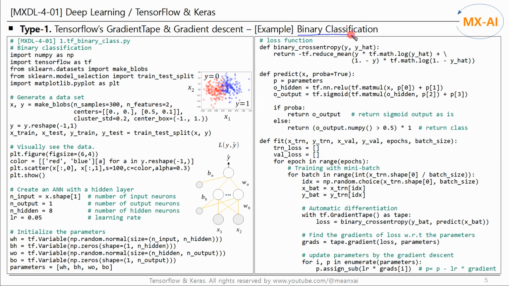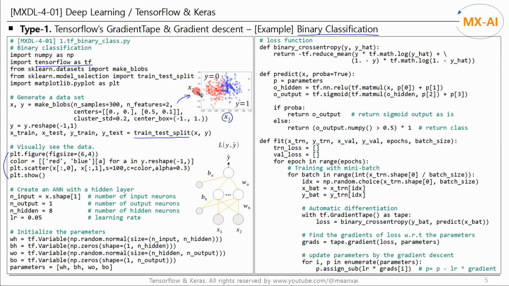Let's implement a binary classification model using the first method. Import TensorFlow as TF. Generate a dataset for binary classification like this. Then split it into the training and the test data. Visually see the distribution of data points. Create a neural network as shown on the right.